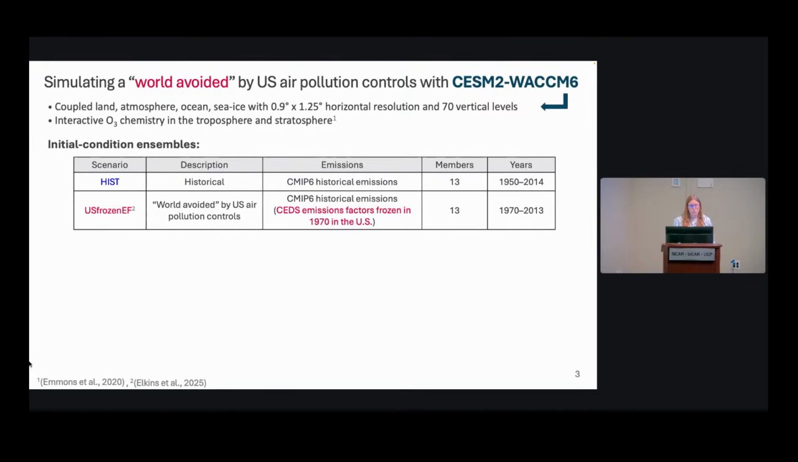We use a pair of initial condition ensembles here, each with 13 members that were produced by some of our co-authors. The first is a historical ensemble, which uses CMIP6 historical emissions from 1950 to 2014. The second represents the world avoided by US air pollution controls, which we call US frozen EF. This scenario is approximated by freezing emissions factors at their 1970 levels in the US for reactive gases and aerosols from the CESM emissions inventory. These simulations go from 1970 through 2013.